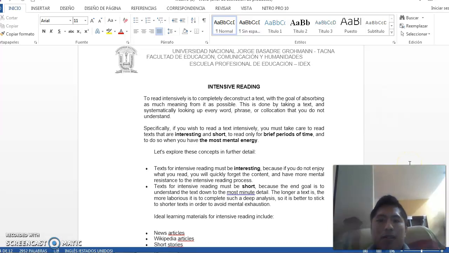Do not forget, the idea is to get as much meaning as possible from the text. Most of the time it recommends that this text should be interesting and short, and you have to do it in a brief period of time. And something else, you have to be ready for this. I mean, you need enough energy to continue, mental energy.